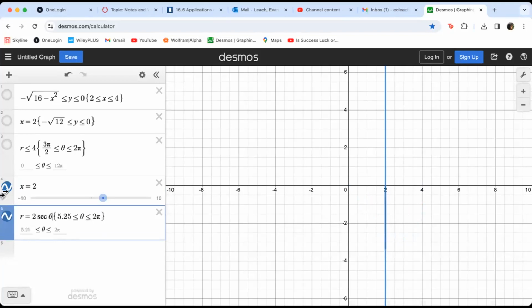So r equals 2 secant theta is in fact giving us that vertical line. And furthermore, we've restricted it from theta equal to 5.25 to 2 pi. Down here, it's not going to let me trace it. Down there is where theta is equal to 5.25. And up at the top, when theta is equal to 2 pi, 2 secant 2 pi will give us 4.